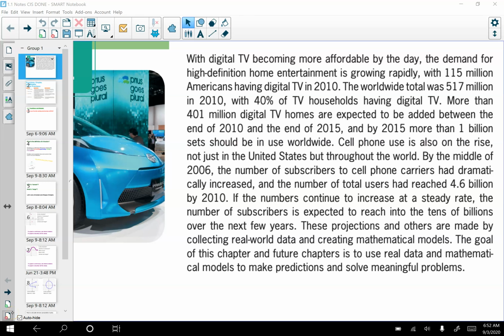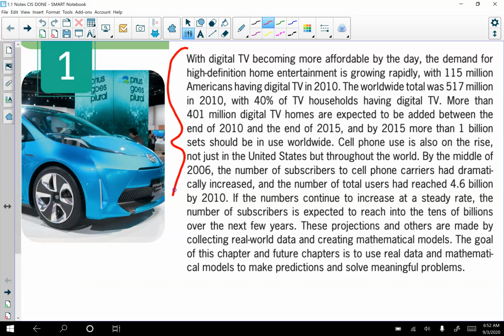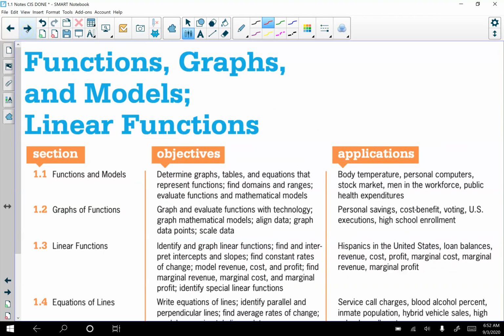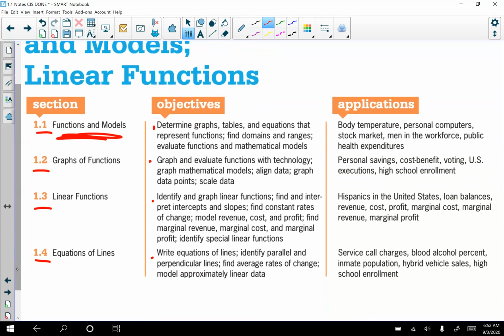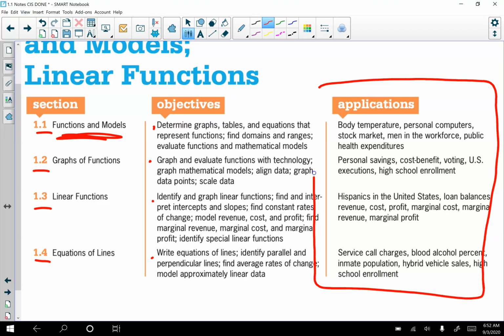This is section 1.1, and I will want you to go through and read this on your own. It just kind of talks about what we're going to be doing this year, the applications that we will be doing. And then there are 4 sections in this chapter. This is the first section, functions and models, and here are the objectives. A little bit different maybe than your other classes. And then we're going to spend a lot of time in applications.